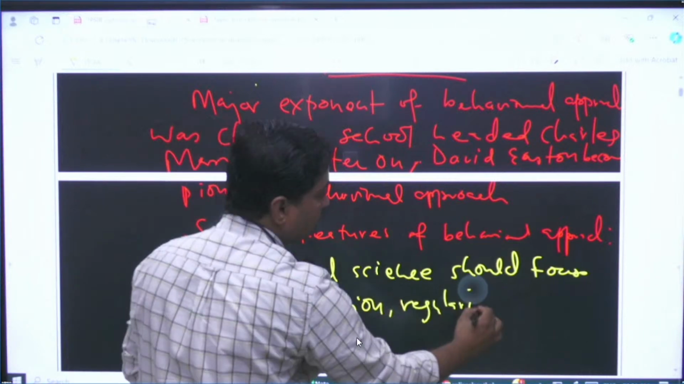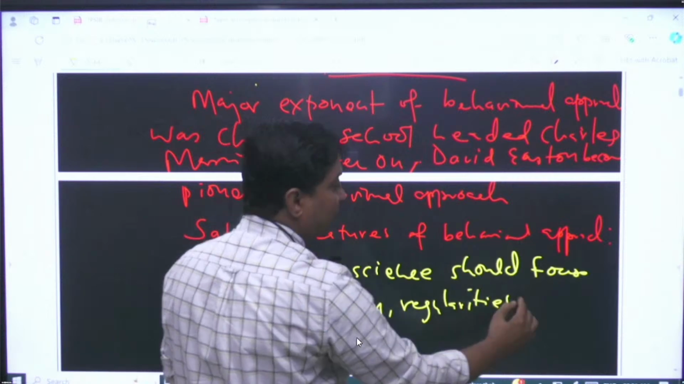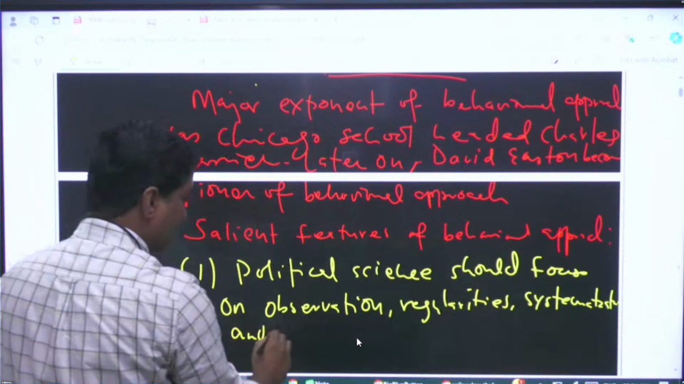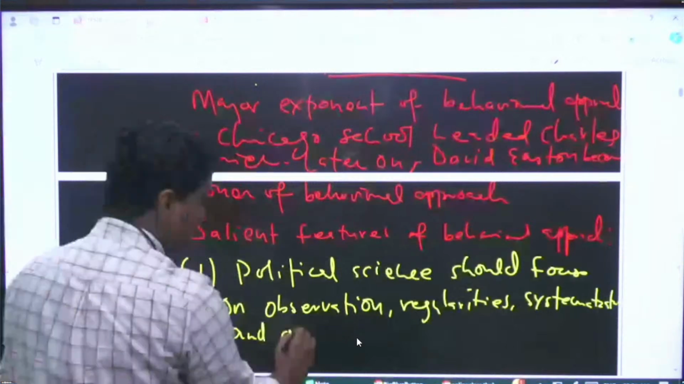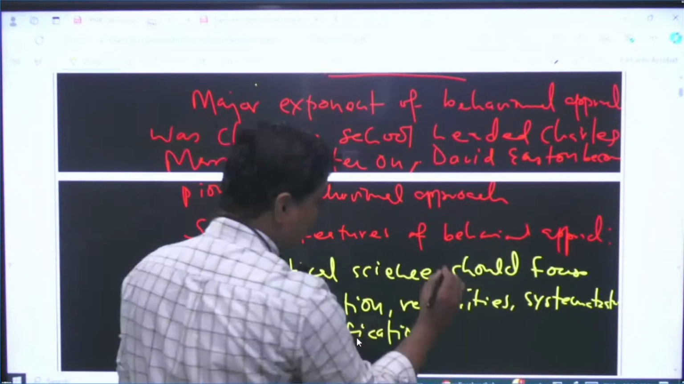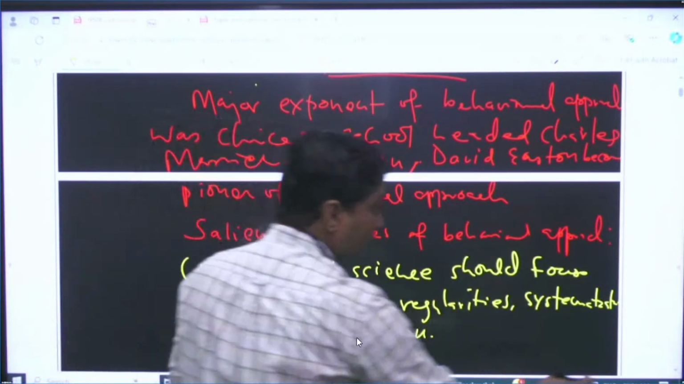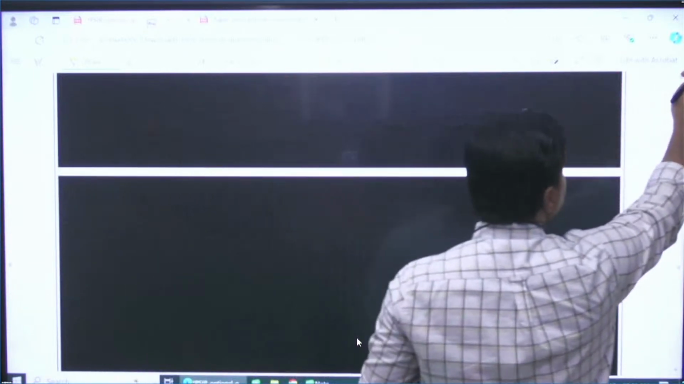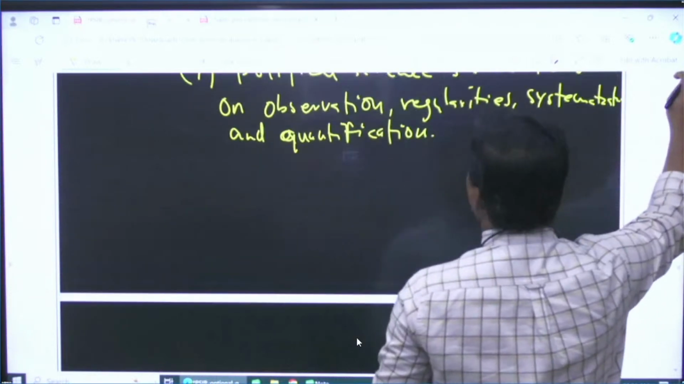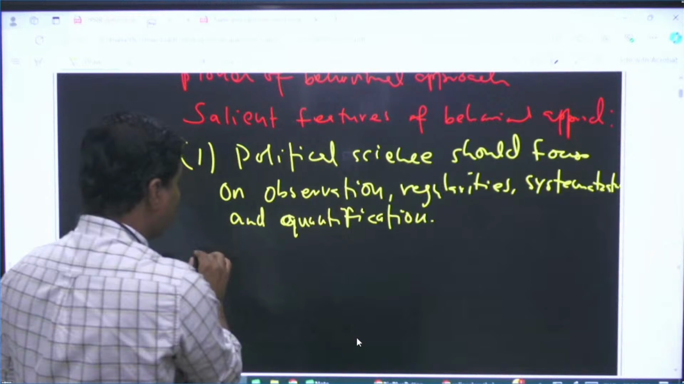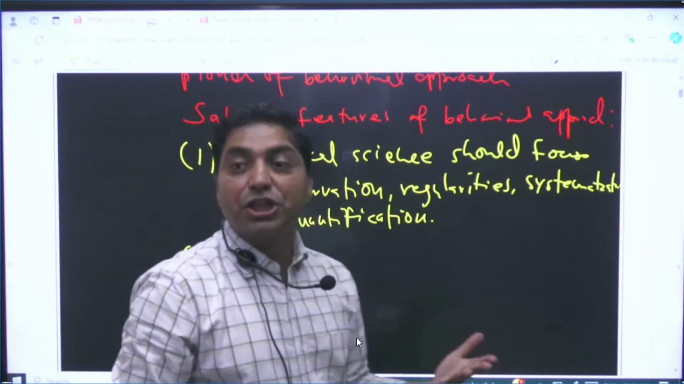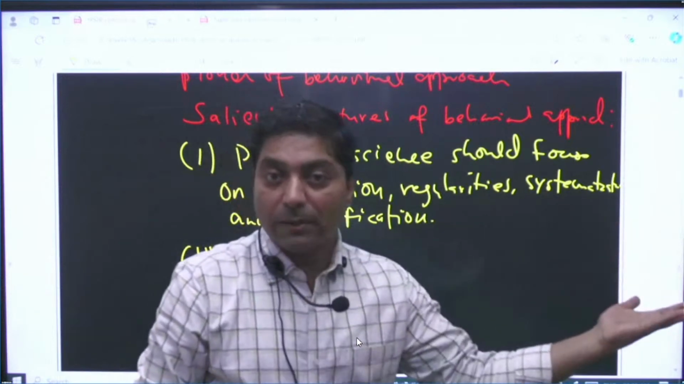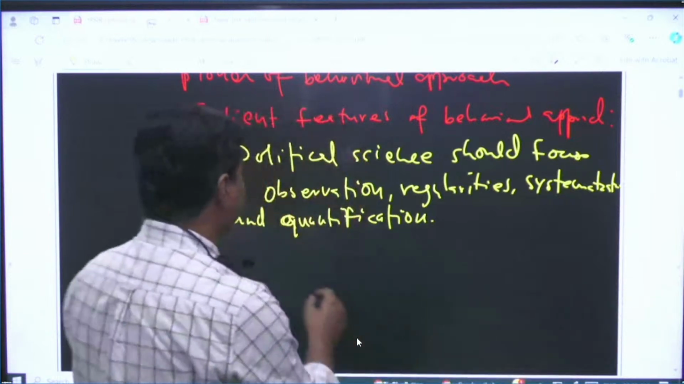Regularities, systematization, and quantification. The second assumption is that political science should be theory driven and hypothetically tested through empirical observation.